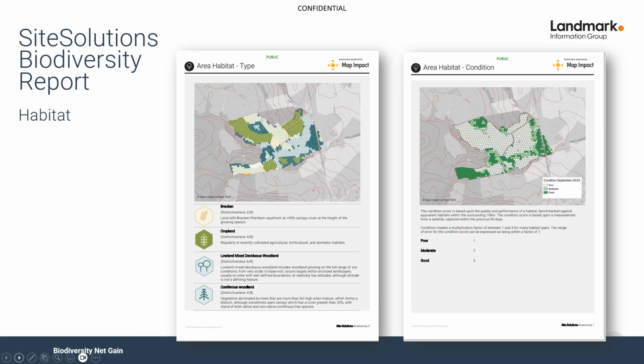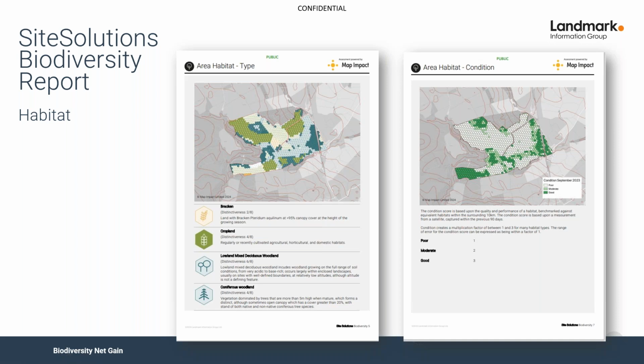So we have some very similar things to what you see in biodiversity check, which is an understanding of habitats. We know what the breakdown of habitat is with its definitions, and then the site laid out in terms of conditions, so in terms of its condition score that we've talked about earlier on.